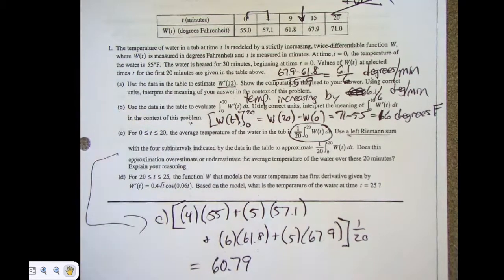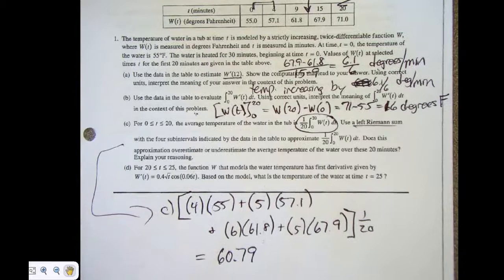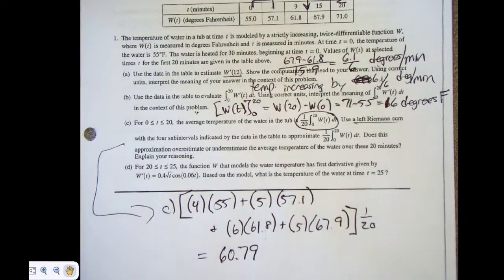What's the point of that? Just because they feel like it? Well, what is that doing? That's a formula. That's the average value. So the average temperature in those 20 minutes was 60.79. I don't even think they asked you for that. They're not asking you to interpret it. They're asking is it an overestimate or an underestimate, and then explain why.